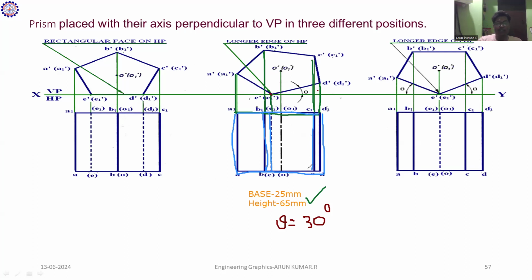The wording is not exactly like this; it is that the longer edge is inclined to HP. That is the condition for drawing this problem. Only three data are given: the base, the height, and the angle at which the long edge is inclined to HP. These are very important. Let's move on to the next problem in the next video, another condition for the same pentagon problem. Thank you.